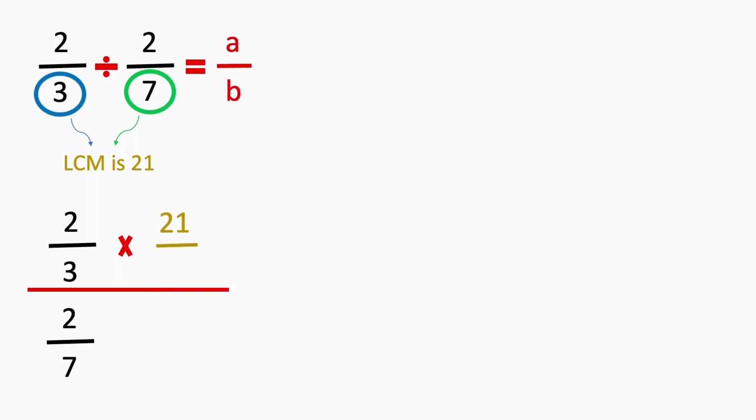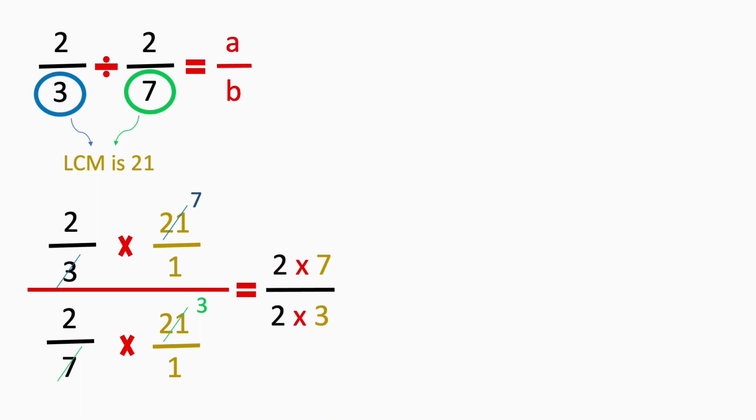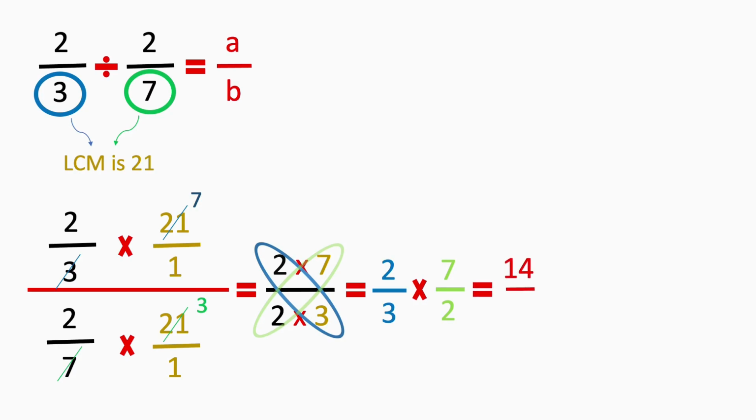Now, I want to multiply the numerator and denominator of the new fraction by the LCM. We can simplify the numerator and denominator by using the cross-cancellation method. Then we will have 2 times 7 over 2 times 3, or 2 over 3 times 7 over 2. What happened? Our division became multiplication of the dividend and the inverse of the divisor. The result will be 14 over 6 equals 7 over 3 equals 2 and 1 over 3.